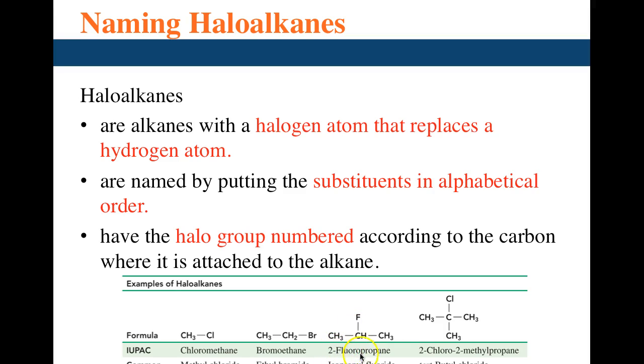So it's 2-fluoropropane. Similarly here, the long continuous chain is 3 carbons, and you have a chloro on the second carbon as well as a methyl. All right, so alphabetical order: 2-chloro, 2-methyl propane.